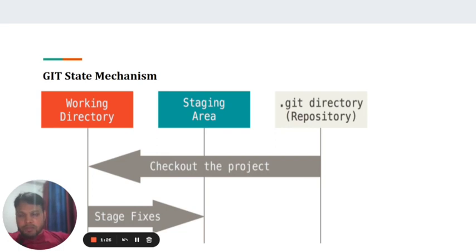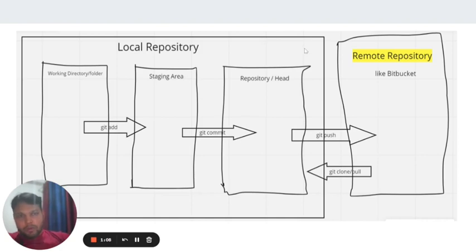So the Git mechanism basically consists of three stages: working directory, staging area, and Git repository. These are all part of the local repository. I made a more simplified version of this diagram in the next slide, that is this one. This is the local repository where we usually work.